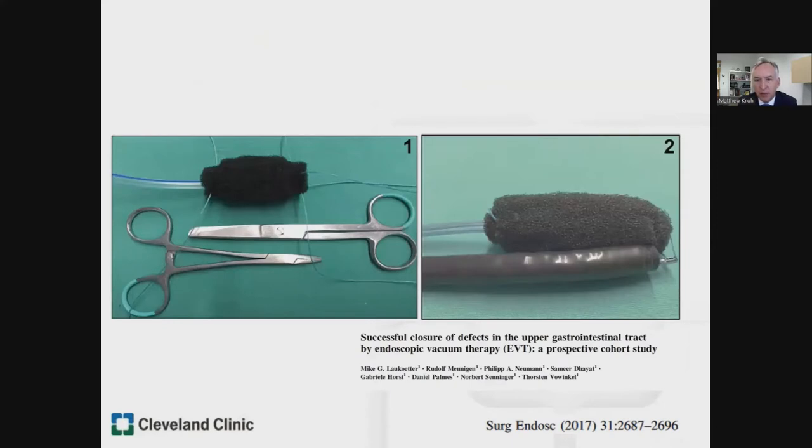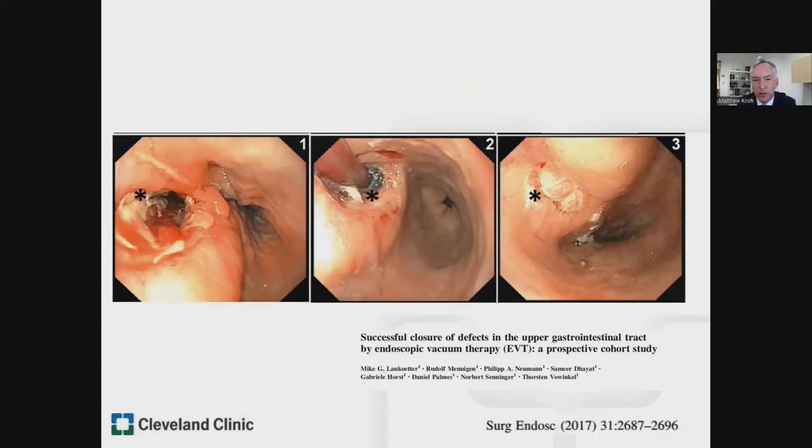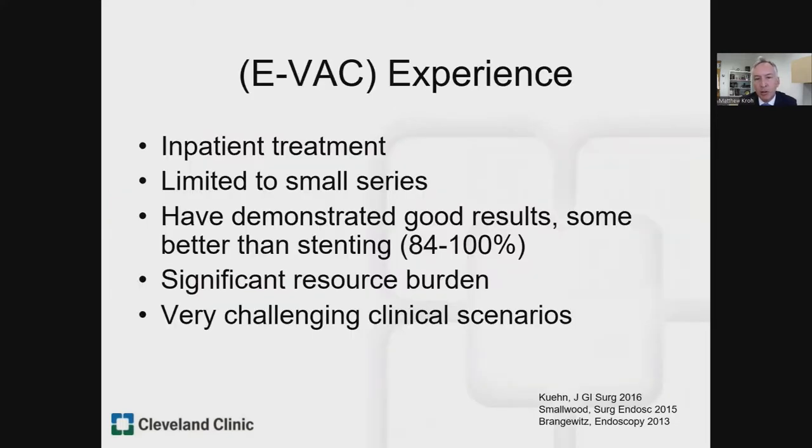In big tissue defects with severe dehiscence, endoscopic vacuum-assisted therapy has become an option, but this is relatively rare. And it's gonna be in situations like this where there's a big defect. This is after esophagectomy. And it allows for big tissue closures. But this requires an inpatient treatment, relatively small series, and overall the results are good, but it's a significant resource burden because patients require changing of this VAC device, usually on the order of 2 to 3 times per week, and this can be a significant burden on the treatment team.